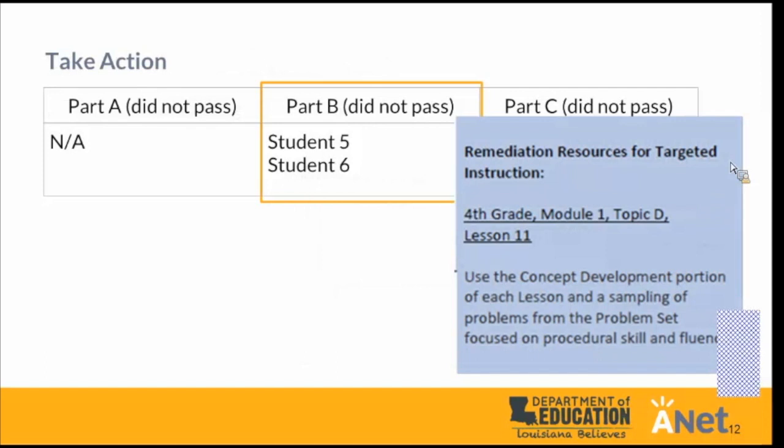So we had 2 students that did not pass the addition portion of the diagnostic, and the linked lesson is a 4th grade lesson from Module 1, Topic D, Lesson 11. And the guidance given to us is that we should use the concept development portion of the lesson and a sampling of problems from the problem set focused on procedural skill and fluency. So it's really directive for us.